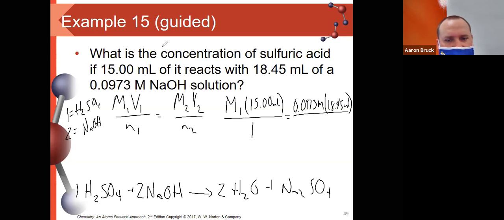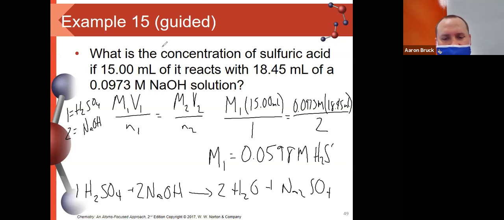Coefficient for the sodium hydroxide is 2. Solving for molarity, I've got 0.0973 times 18.45, divide by 2, divide by 15.00. To 3 significant figures, I get a molarity of 0.0598 molar sulfuric acid.